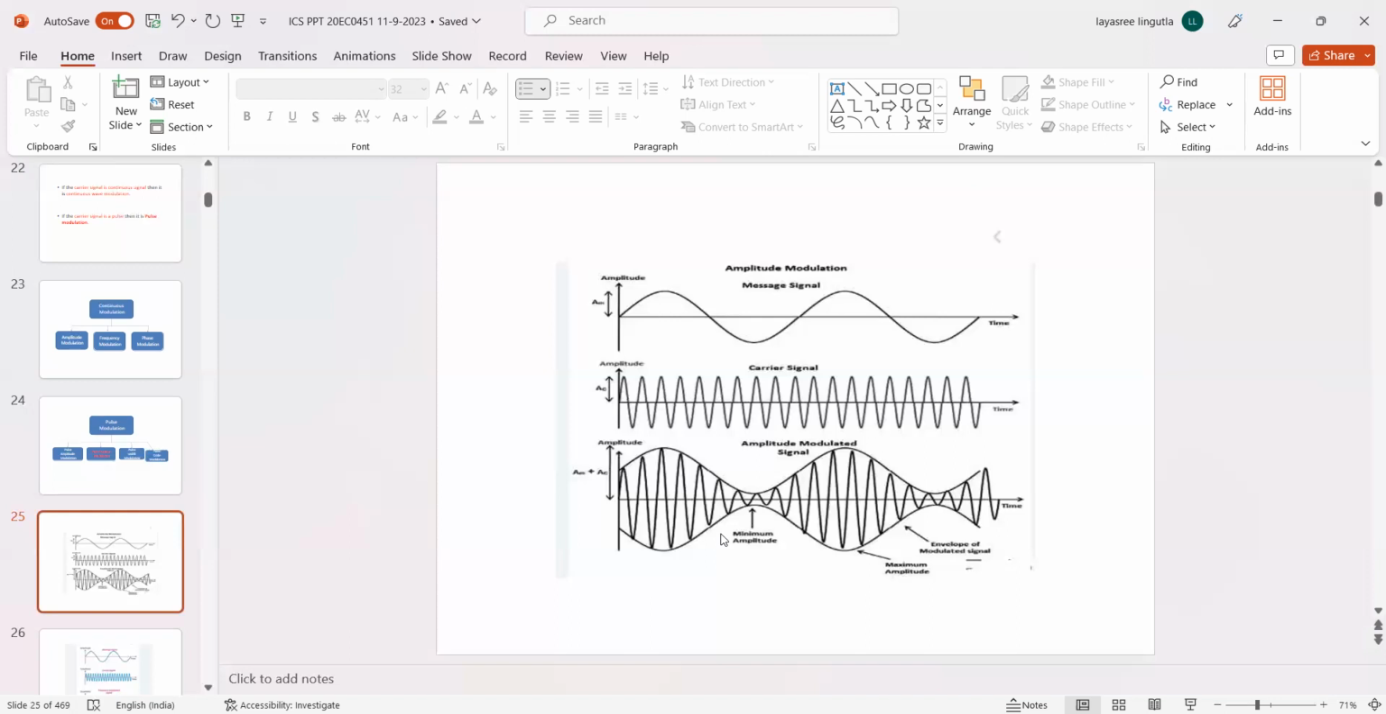Depending upon the modulation index, three waveforms can be obtained at the output side. If M is less than 1, under modulation will occur. If M equals 1, critical modulation will occur. If M is greater than 1, over modulation will occur. This is the waveform for under modulation.